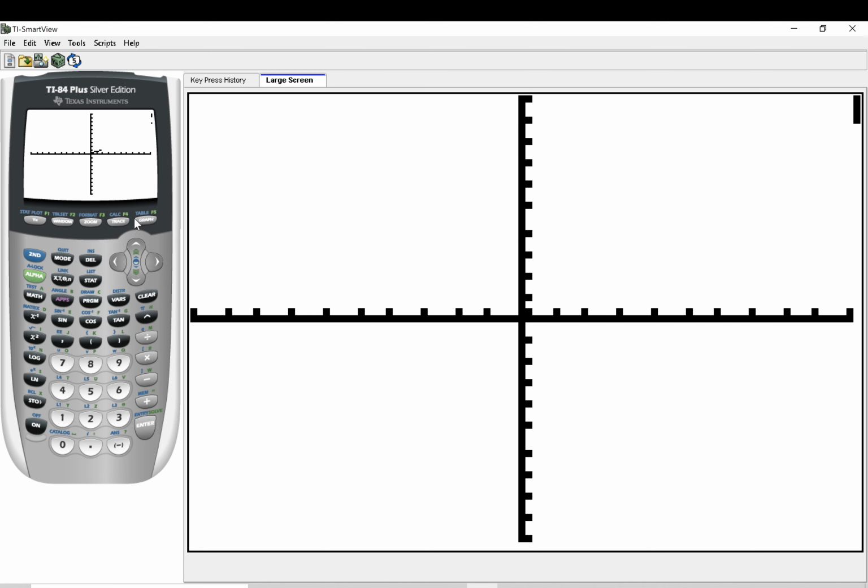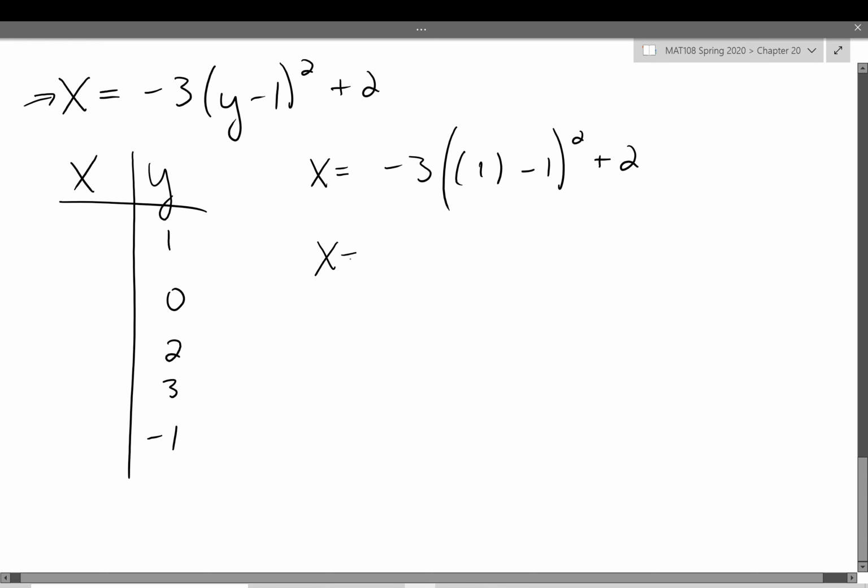So we get x equals -3 times (1 minus 1) squared plus 2. So that's going to be x equals -3 times 0 squared plus 2. Now I have to take 0 squared, which is 0. So x equals 2. All right. So let's do the same thing.